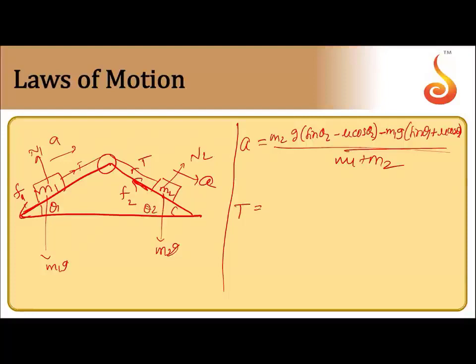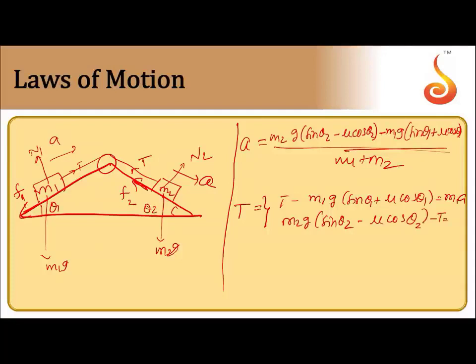And the tension in the string can be obtained using the following equations. So, what are the two equations? T minus m1g into sin theta 1 plus mu cos theta 1 is equal to m1a, and m2g into sin theta 2 minus mu cos theta 2 minus T is equal to m2a. So, the last part is kept as your exercise. Alright. So, learn how to play with these systems of connected objects, string mass system, etc.